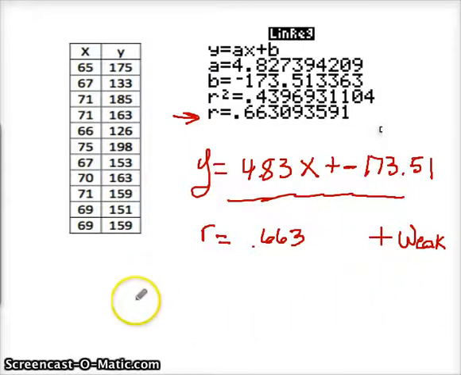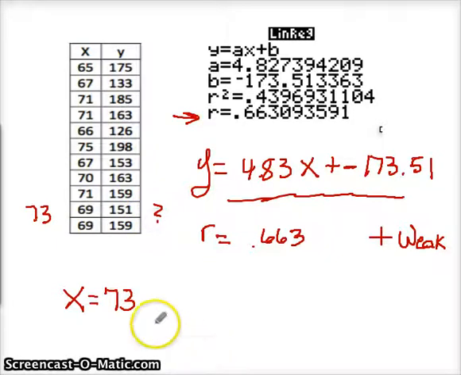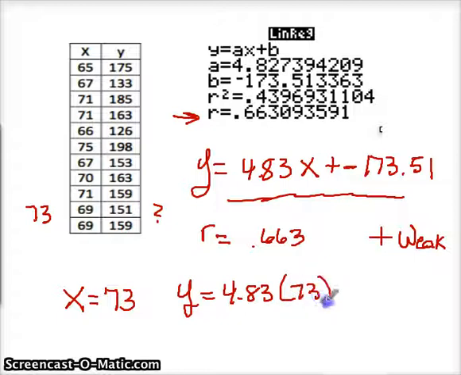And then lastly, it said, hey, predict what someone's grade on the final would be if they made a 73. So if I had a 73 here, what would the number be over here? Now you're probably saying, well, there is no 73 here. I go, that's right. That's what the equation's all about. So the score would be 4.83 times 73 minus 173.51, okay? That's about a 178.9.